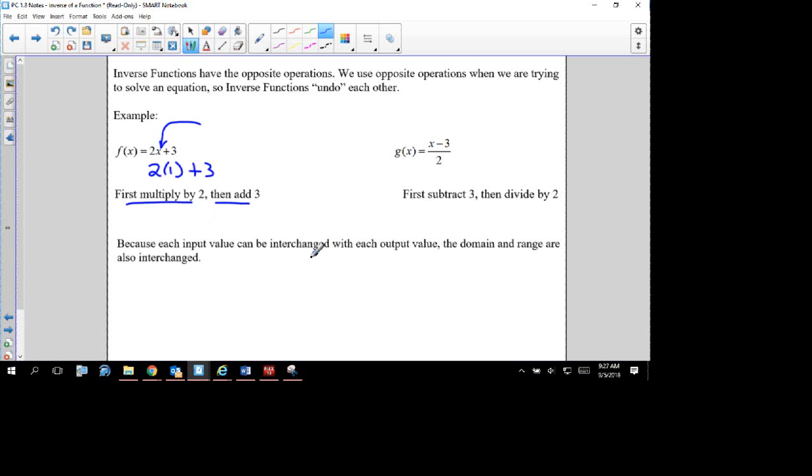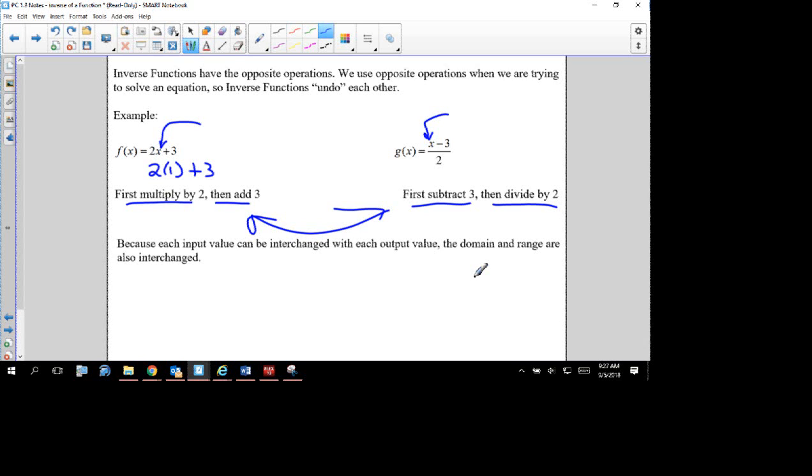This is its inverse. What would I do to the x value here? I would first subtract 3, then divide by 2. Do you see how these operations are opposite and in the other order? That's what makes them inverses. They're undoing each other. They're going in opposite order and they're the opposite operation.